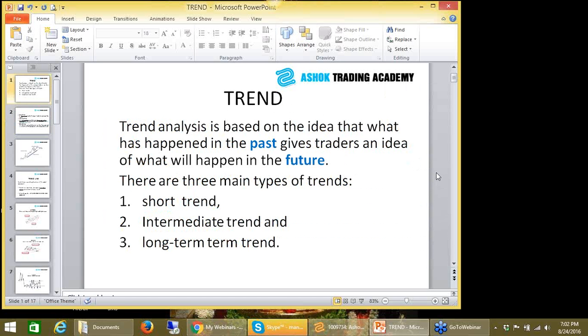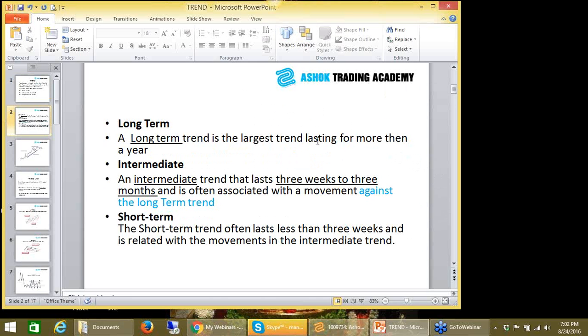There are three main types of trends. Number one, short trend. Number two, intermediate trend. The third one is long-term trend. Long-term trend is the largest trend lasting for more than a year. Intermediate trend lasts 3 weeks to 3 months and is often associated with a movement against the long-term trend. The last one is short-term. Short-term trend means lasting less than 3 weeks and is related with the movement in the intermediate trend.